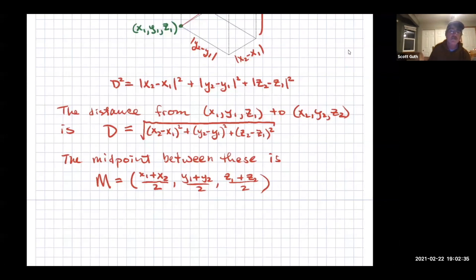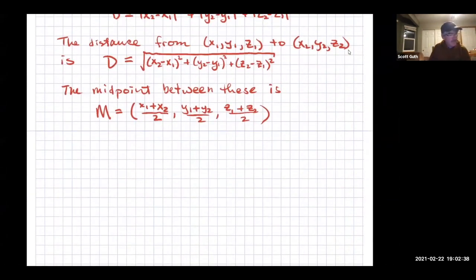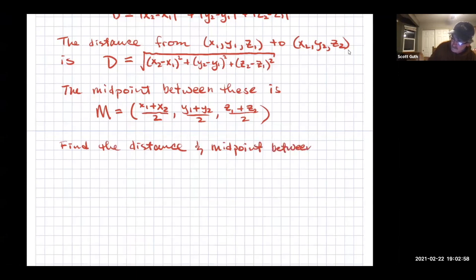Okay, any questions? So that's easy enough. So let's find the distance and midpoint between the two points, which are going to be 4, 2, 9, and the next point, which is going to be 1, 4, 3.